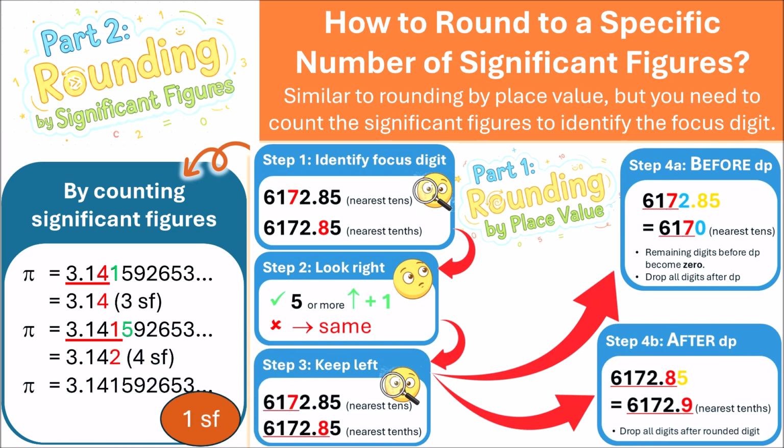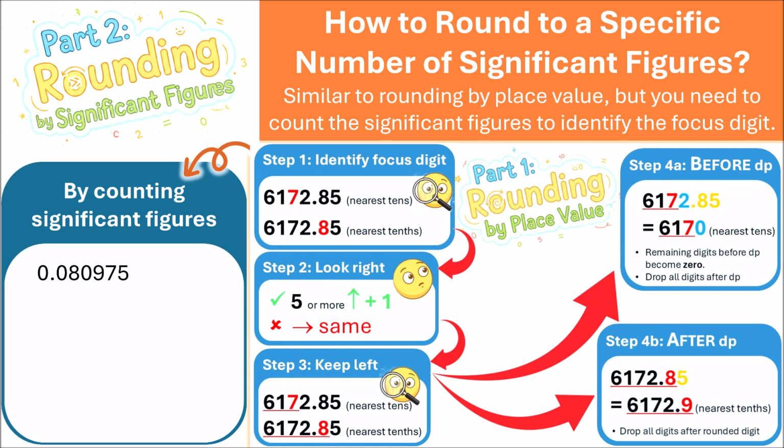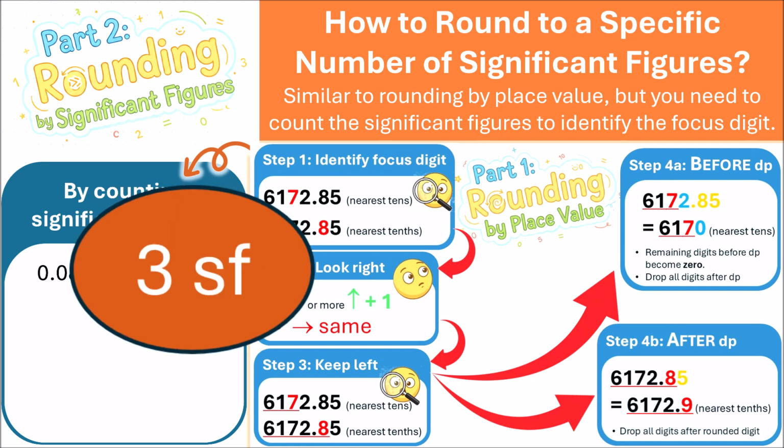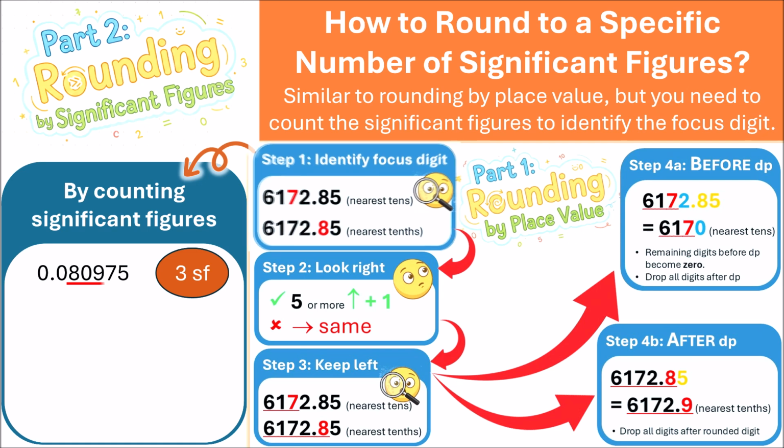To round pi to 1 significant figure, the focus digit is 3. Then we look right at the next digit, which is 1, and that's less than 5, so the focus digit stays the same. And based on steps 3 and 4a, we get 3. Very easy, right? Next up, let us look at 0.080975. To round it to 3 significant figures, the focus digit is 9. Then we look right at the next digit, which is 7, and that's more than 5. So the focus digit increases by 1, and based on steps 3 and 4b, we get 0.0810.